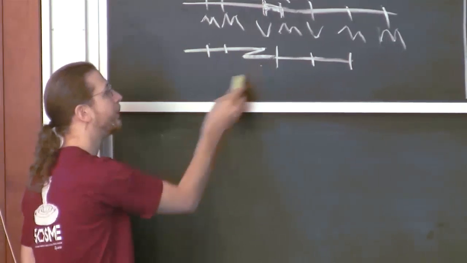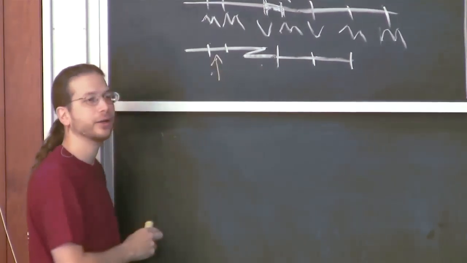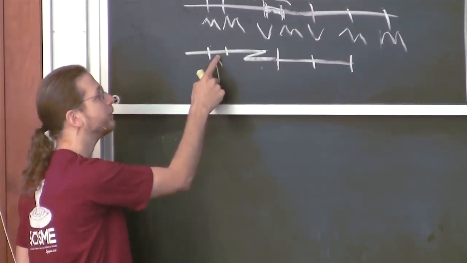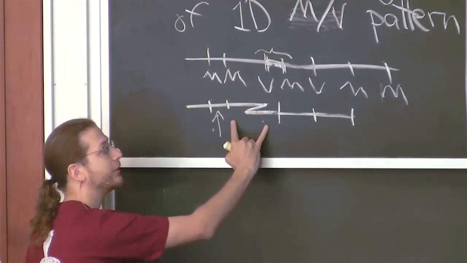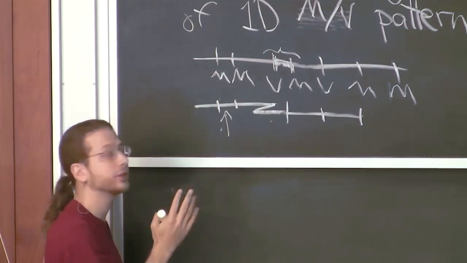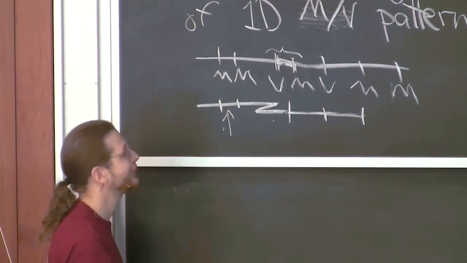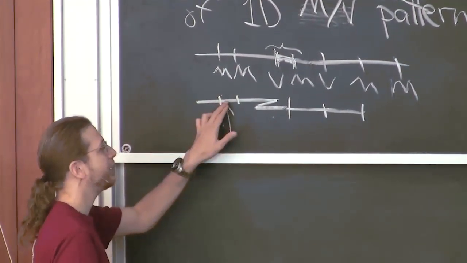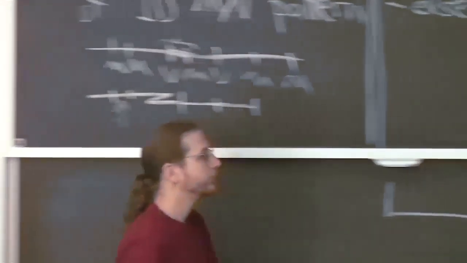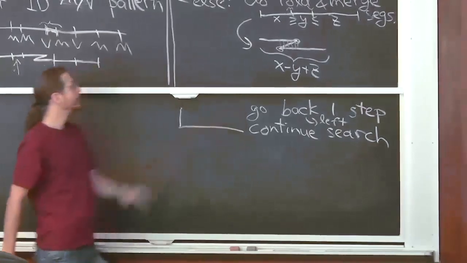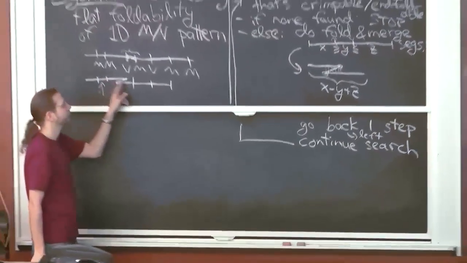I still claim we need to back up one segment and look at this one again, because now potentially this one might be crimpable, whereas it wasn't before. Because we changed this length, it may have gotten longer, potentially, or shorter. It could have changed. So this pair may be crimpable, whereas it wasn't before. So just to make sure, we'll go left one step, and then we'll check, is that segment crimpable? Is this one? Is this one?